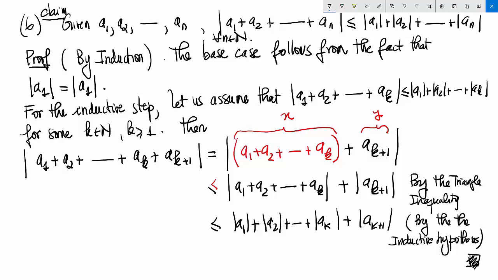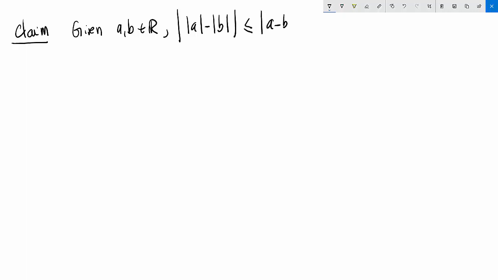All right. So next, I would like to prove the seventh result, which is stated as follows. Let me remind you, the seventh claim is that given a and b, two real numbers, this inequality holds true. Okay.